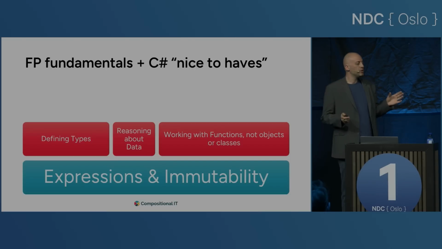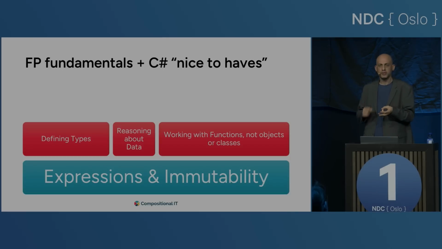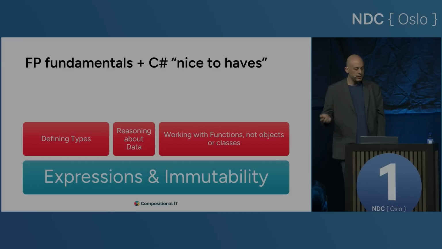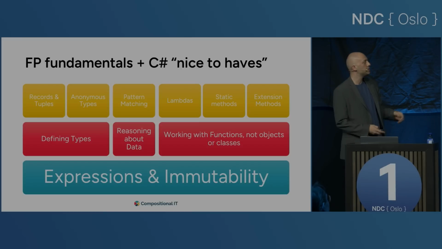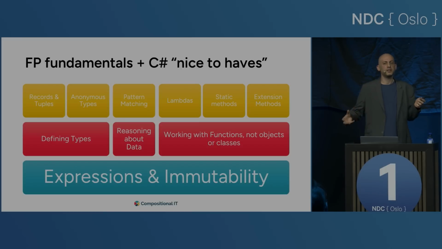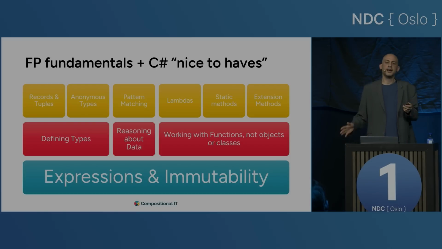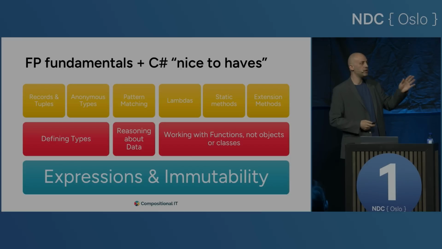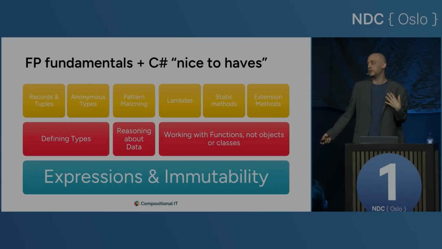Above that are things we want to do in an app, you know, defining types, reasoning about data, working with functions. And on top of that, we have all these nice features that C# has, things like records and tuples, and pattern matching and lambdas. None of those are fundamental to functional programming, really. Most of them are just syntactic sugar that make your life easier to make use of these things that I've shown you.